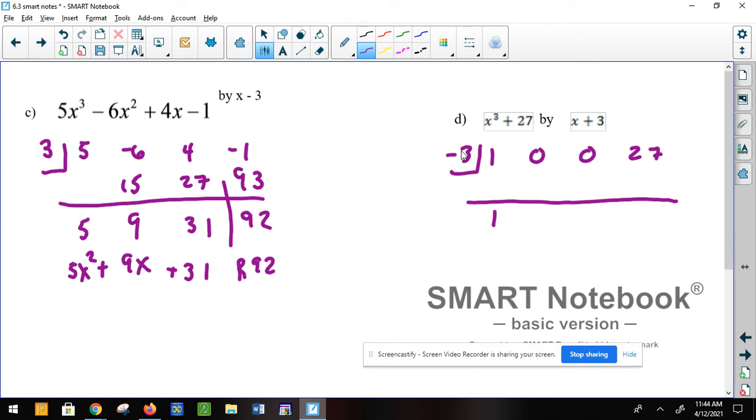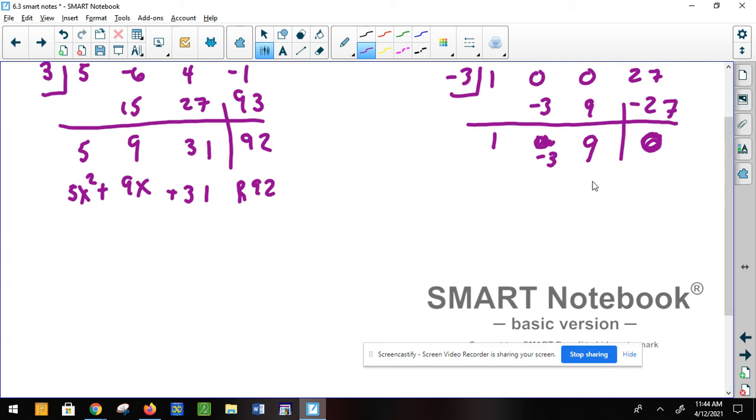You drop a 1. -3 times 1 is -3. You add down, you get -3. -3 times -3 is 9. You add down, you get 9. -3 times 9 is -27. You add down, you get 0. So this one has no remainder. When that's a 0, that means no remainder. So I'm not even going to write remainder 0. I'm just not writing a remainder at all. Constant's 9. Linear term's -3x, and then x squared. So x squared minus 3x plus 9.